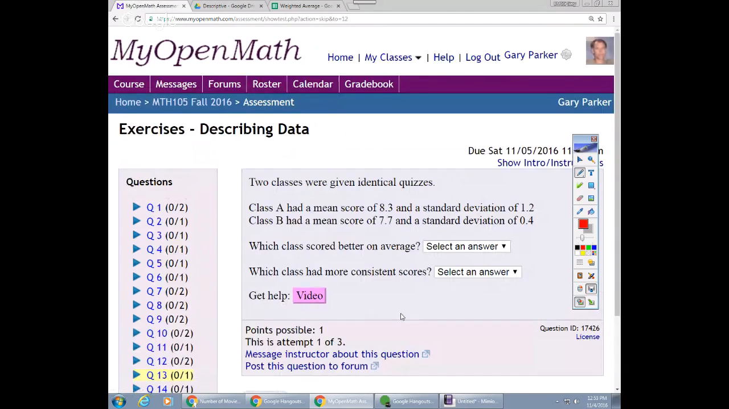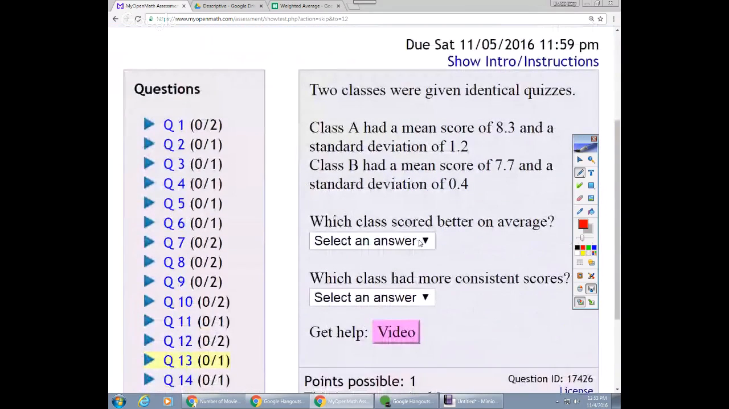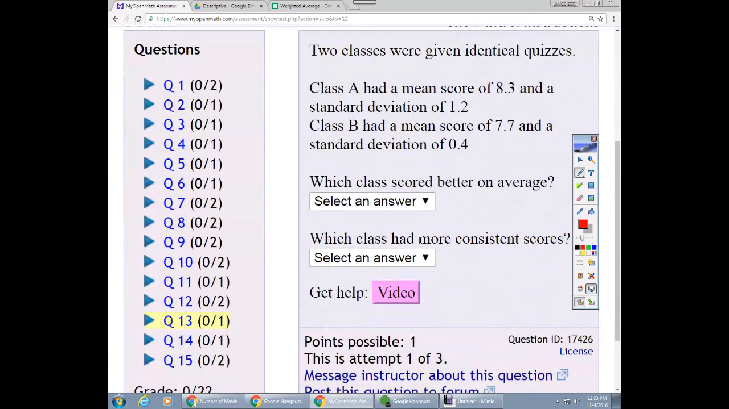Yes. Okay, so this is a good one right here. So let's blow this up a touch more. All right. So here we're going to use standard deviation along with a mean to try and make some kind of decision comparing 2 data sets. So we have one class that had an average of 8.3 with this average spread, right? Standard deviation is one way to measure average spread of 1.2. The other class had an average of 7.7 with a standard deviation of 0.4. So what I'd like you to do is on a number line, we're going to mark this information. And then we're going to try and say, you know, which class did better, which class was more consistent.